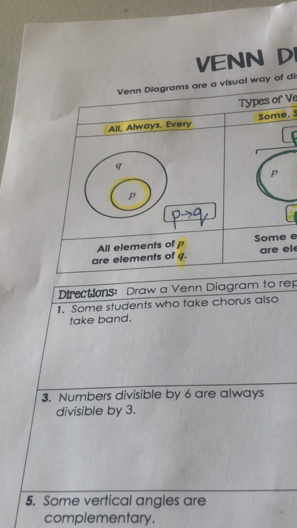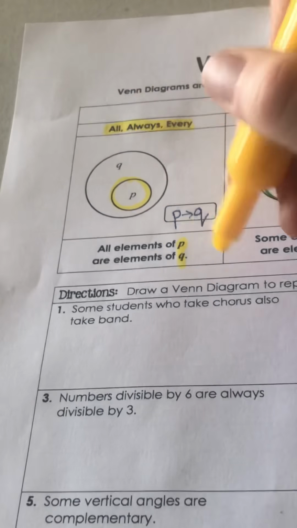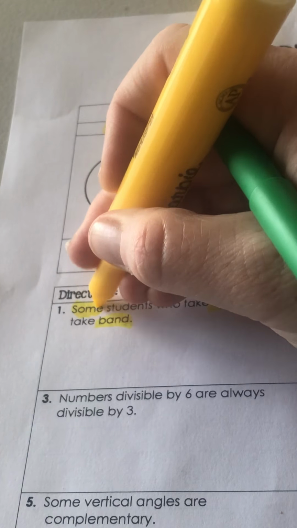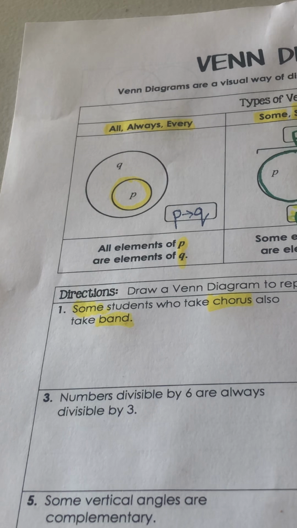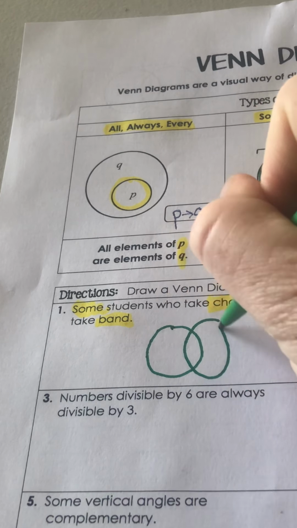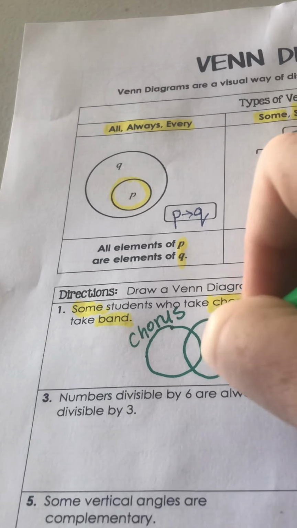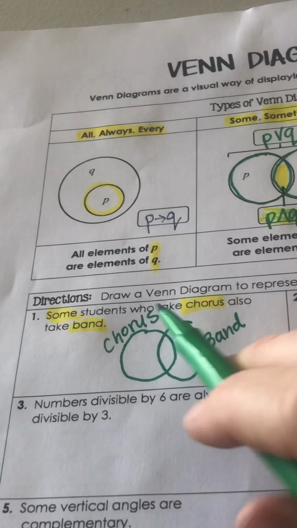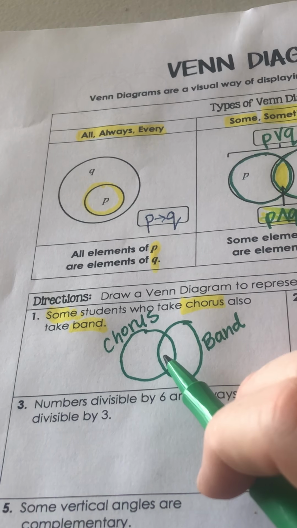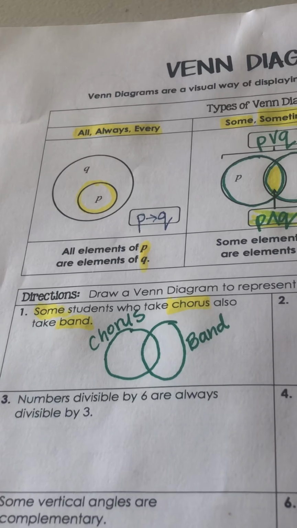So some students who take chorus also take band. What are your two subjects there? Well, we have chorus and band. So if we have a some, you're going to want some kind of intersection there. All right, so that would look like your middle Venn diagram. One of your circles would be chorus, one of your circles would be band, and the ones that have them in common would go in the middle. That's all we're trying to do here. Okay, so pick one of the Venn diagrams and label it.